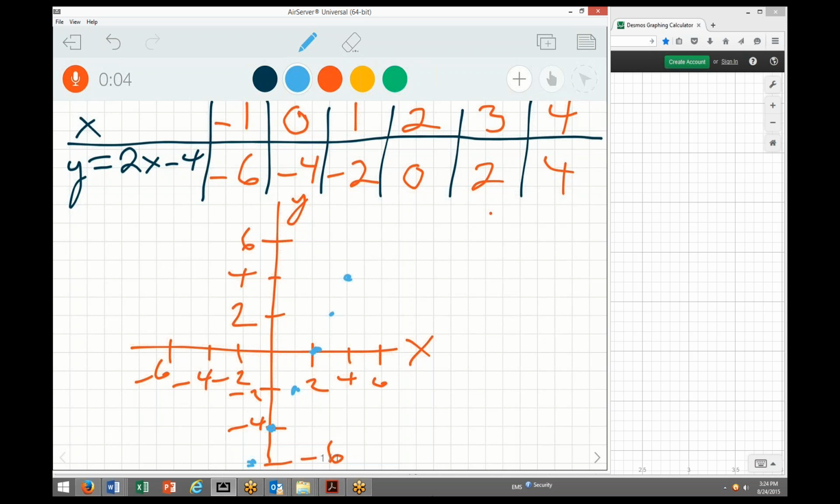And now we can connect those dots, and I'm afraid my finger is going to be a little messy on this. There we go. That is a rough sketch, emphasis on rough. So there is our line: y equals 2x minus 4.